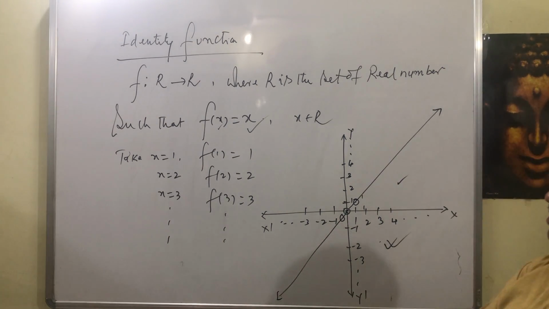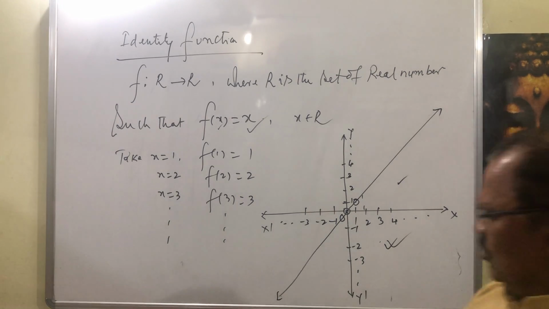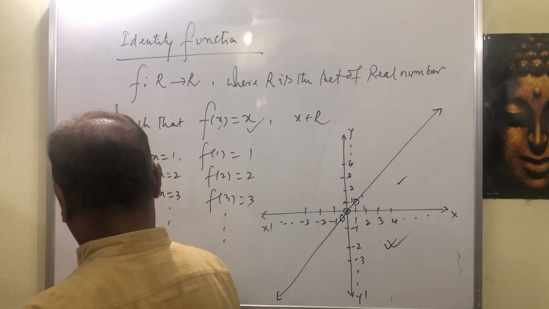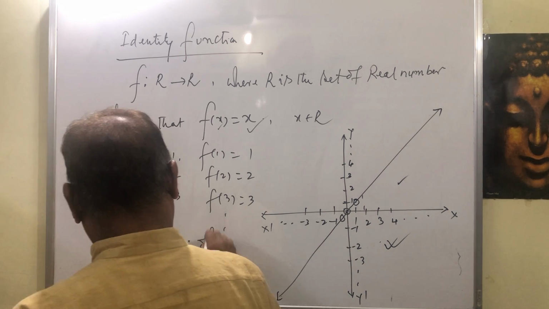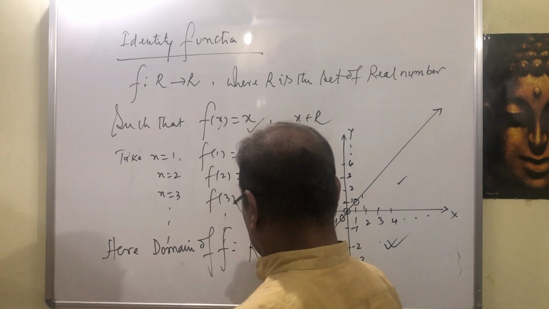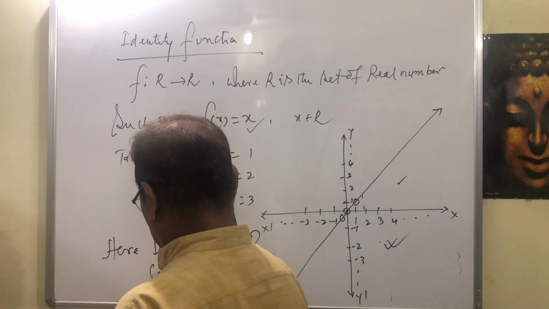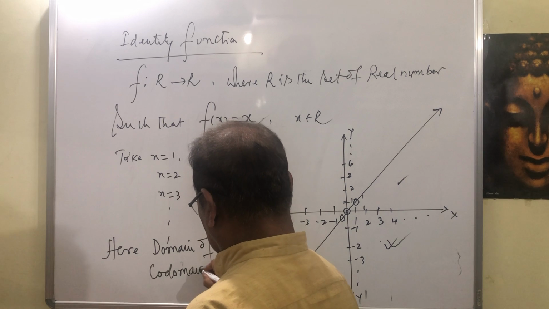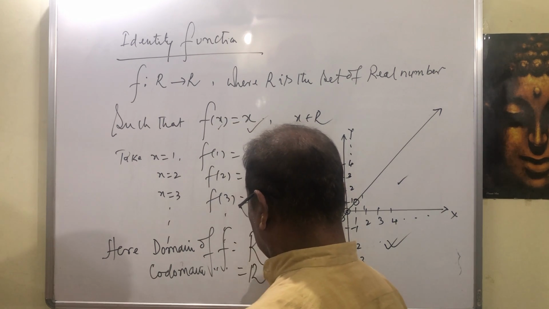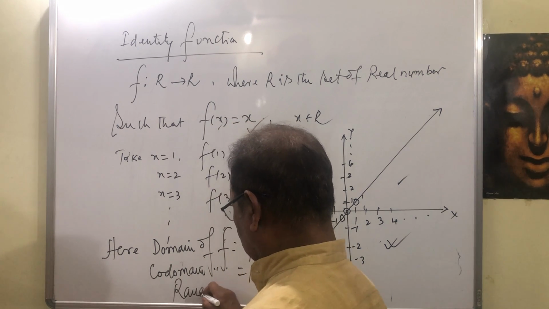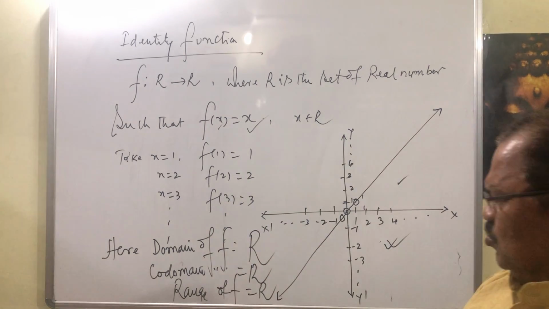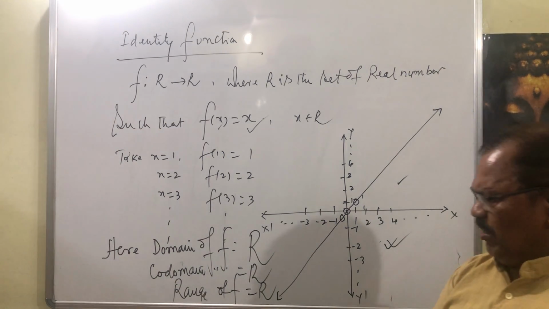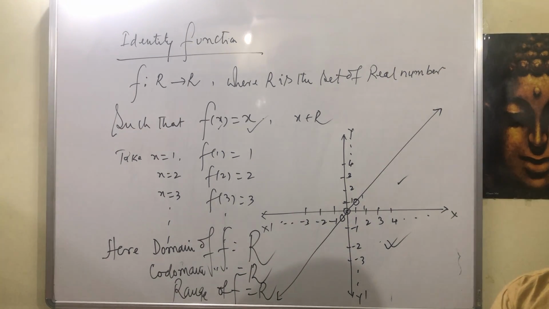So you must have understood. Let us see the domain and range. Here the domain of A is the set of all real numbers. The codomain of A is the set of all real numbers. The range of A is what? This is also the set of all real numbers. So here domain, codomain and range are all equal. This is the meaning of the identity function. You must have understood now.